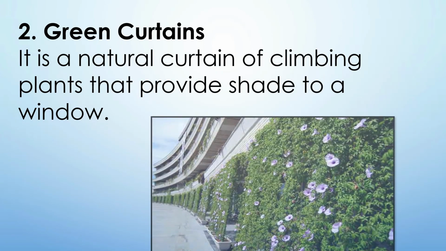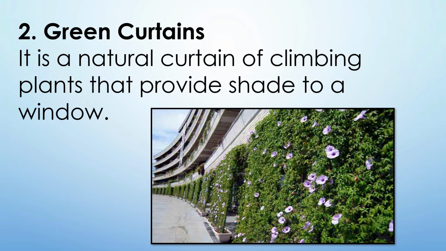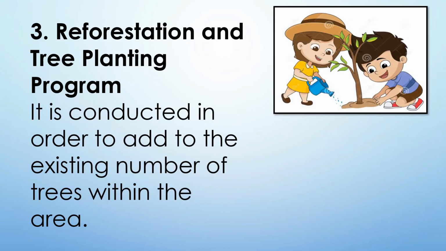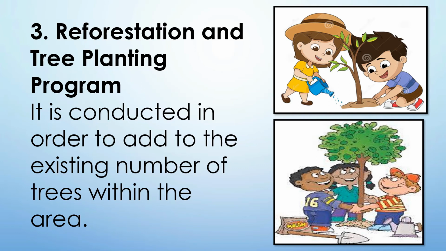Number 2 is green curtains. It is a natural curtain of climbing plants that provide shade to a window. Number 3 is reforestation and tree planting program. It is conducted in order to add to the existing number of trees within the area.